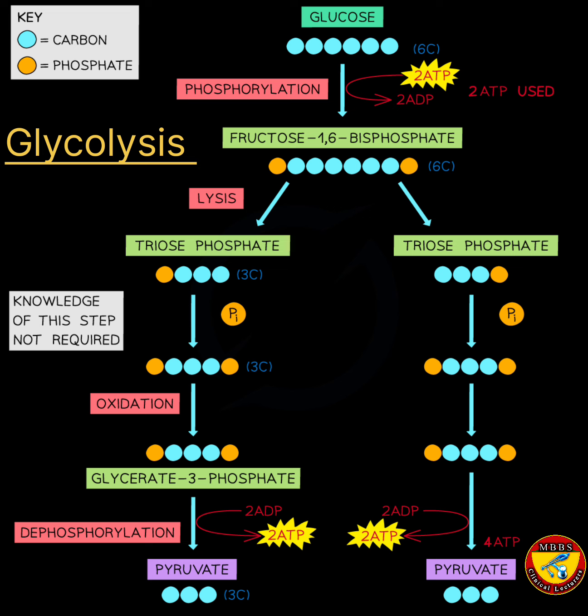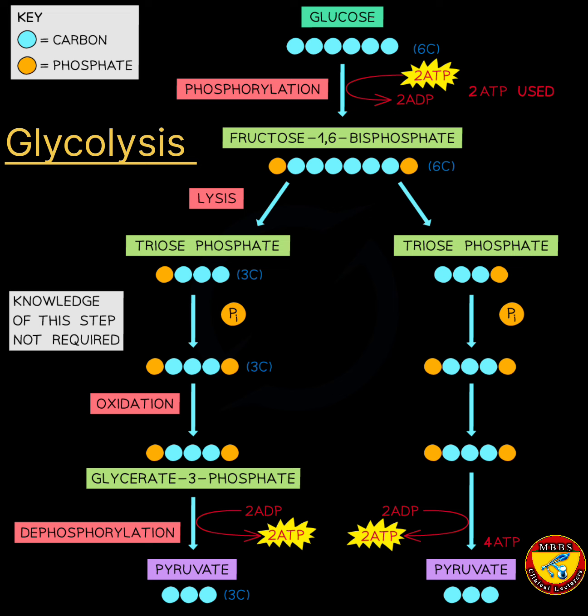Net products. ATP, 2 molecules: 4 ATP produced, 2 ATP consumed. NADH, 2 molecules, from the oxidation of G3P. Pyruvate, 2 molecules, the final product.